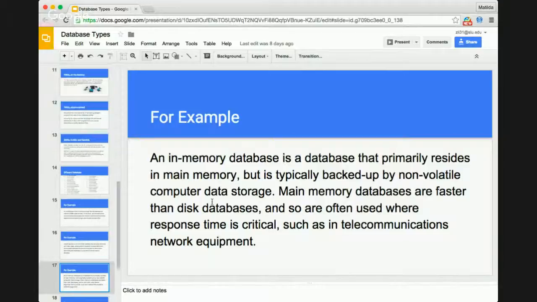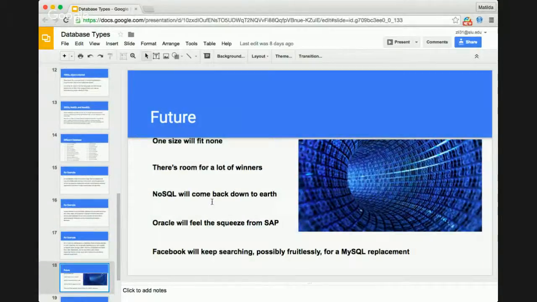A last example is an in-memory database. It is a database that primarily resides in main memory, but is typically backed up by non-volatile computer data storage. Main memory databases are faster than disk databases, and so are often used where response time is critical, such as in telecommunications network equipment.